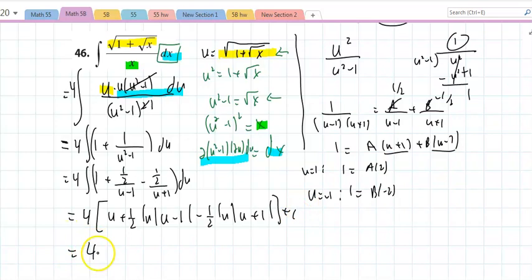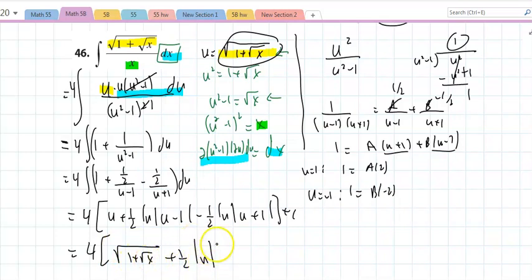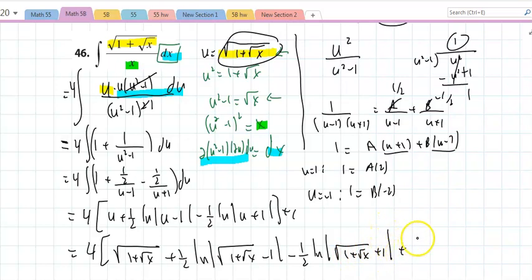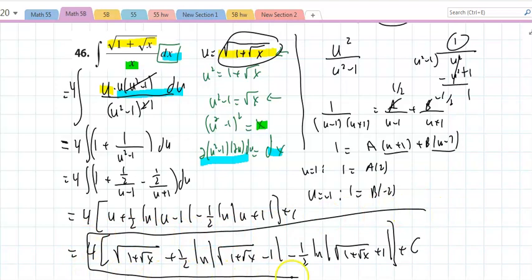And that's going to be a 4. What was u? It's right there. The square root of 1 plus radical x plus 1/2 natural log of absolute value of the square root of 1 plus radical x minus 1 minus 1/2 natural log of the absolute value square root of 1 plus radical x plus 1 plus c. You could distribute the 4 in, you could leave it up front, it makes no difference.